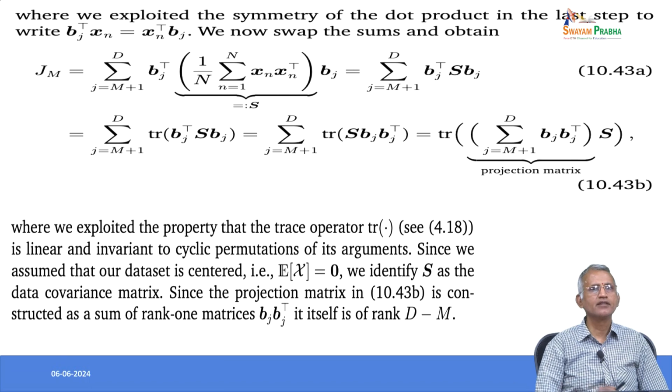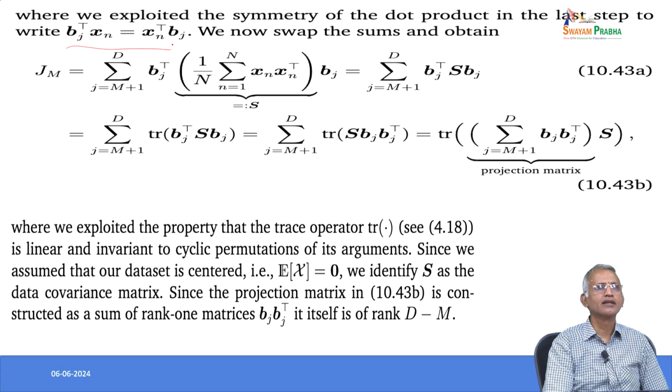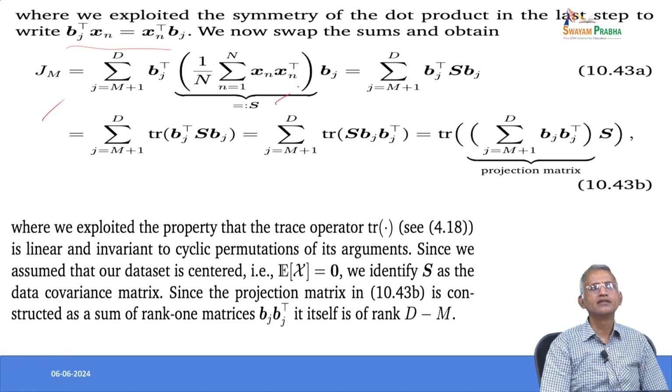So, we exploit the symmetry of the dot product in the last step: Bj transpose xn equals xn transpose Bj. Now, we swap the sums and obtain Jm equal to summation j equal to m plus 1 to d Bj transpose into 1 by N summation n equal to 1 to N xn xn transpose Bj. We call this S, and this is equivalent to summation j equal to m plus 1 to d Bj transpose S Bj.